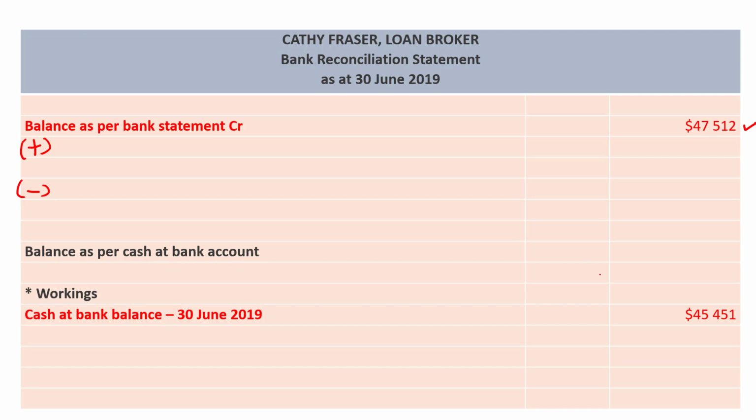So this is our record. We should have a balance that tallies with our records. Since there are several adjustments that have not been made, we need to prepare the adjustments first. So I'm preparing the working notes here. There is the cash at bank balance. This is our record. The balance is 45,451.